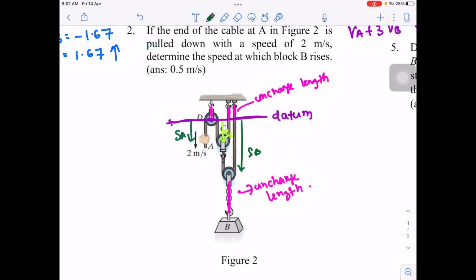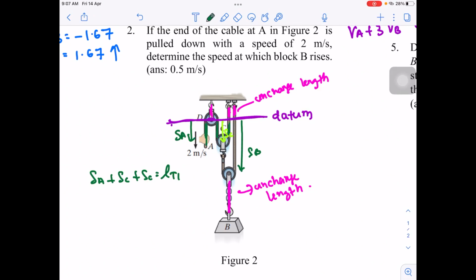So we have SA plus SC, right, plus SC is equals to length of rope 1, right? So this is SA plus SC yang ini, and then dipatah balik SC. Inilah SA, kemudian SC, ini juga SC. Okay.